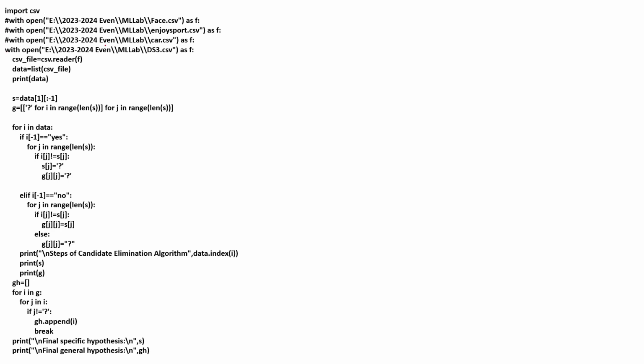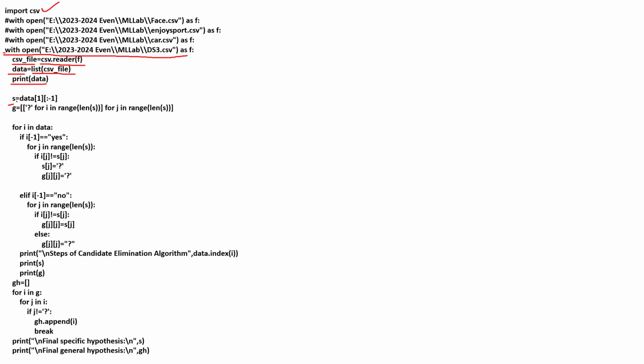Okay. Here, this is my data set. Import csv. With open the path of the file with the extension .csv as f. csv.reader of f. Keep that in object csvfile. Dump the data to data using list. Print the data, except the first one, except the label. Dump all the data to S.